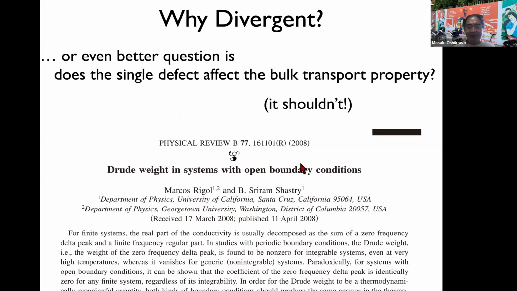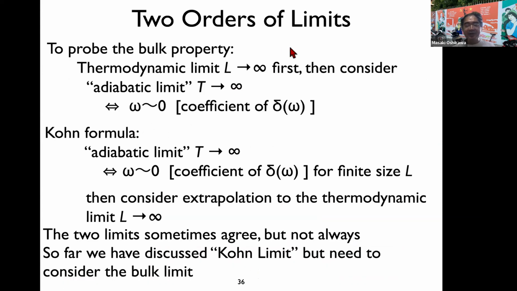And this kind of issue has been discussed in the past by various people. For example, in this paper by Vidmar and Shastry in 2008, they discussed the Drude weight in open boundary conditions. In open boundary condition, naively, the Drude weight should vanish, but the bulk property should be independent of the boundary condition. And they kind of resolved this issue. So the answer is related to the distinction of two limits I had mentioned in the beginning. In order to probe the bulk property, we should take the thermodynamic limit first, then consider the adiabatic limit later. But if you use the Kohn formula, then you are naturally taking the adiabatic limit first, then considering extrapolation to the thermodynamic limit later. And these two limits sometimes agree, but not always, in particular for open boundary condition or in the presence of a defect. So this difference can be crucial, especially for nonlinear responses.